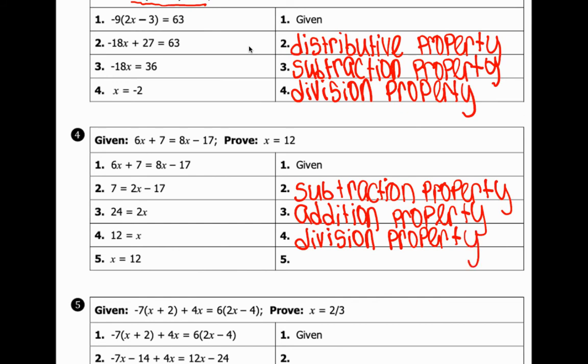And step 5, so they flipped the order. So if you go back and look at your properties, if A equals B, then B equals A, that is the symmetric property. So like I was talking about earlier, you have to get it to match exactly. So it has to be x equals 12, not 12 equals x.